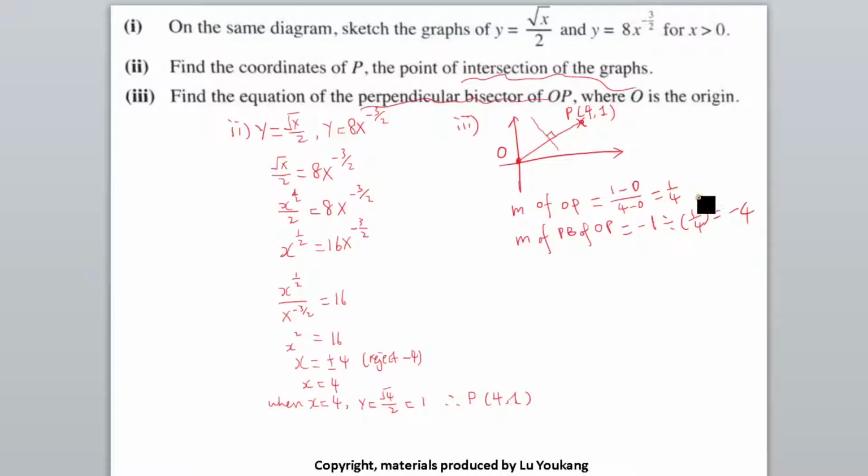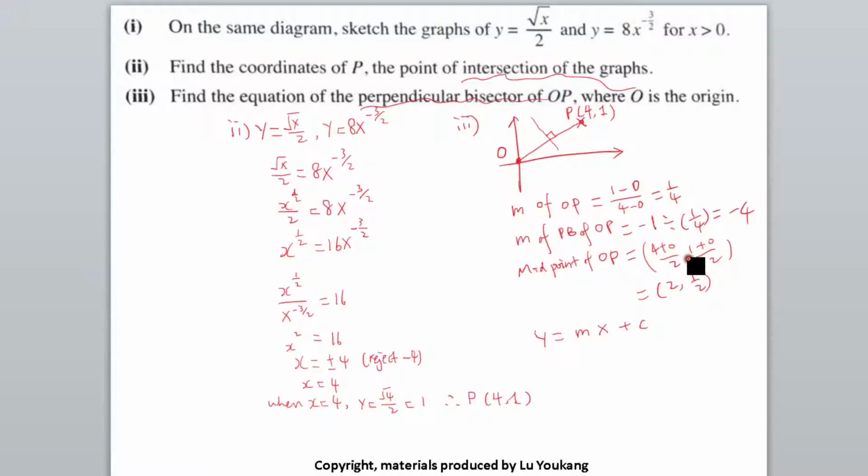Okay, so the next step is we need to find one set of x and y coordinates. Then we can create the equation of the perpendicular bisector for OP. And the point that lies on OP and also lies on this perpendicular bisector of OP is the midpoint of OP. Therefore, find the midpoint of OP. So (4 plus 0) divided by 2, comma, (1 plus 0) divided by 2, and you should get (2, half). So this is the midpoint of OP, which lies on OP and the perpendicular bisector of OP.